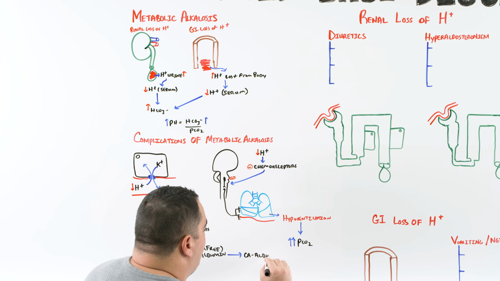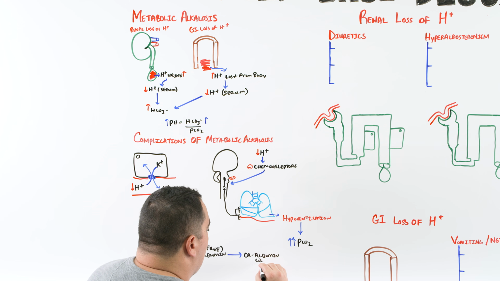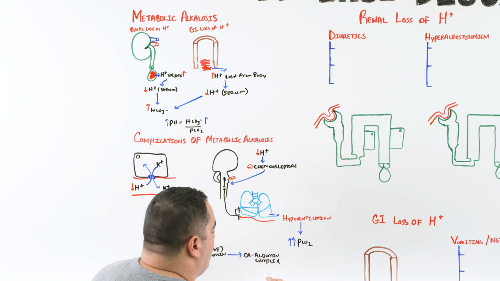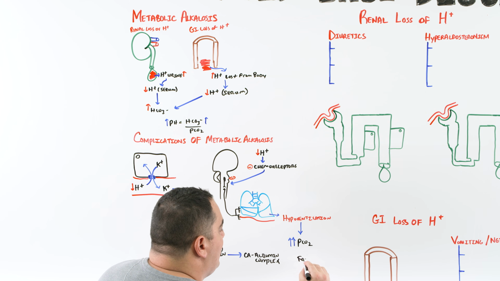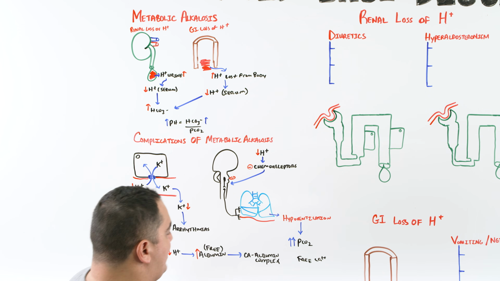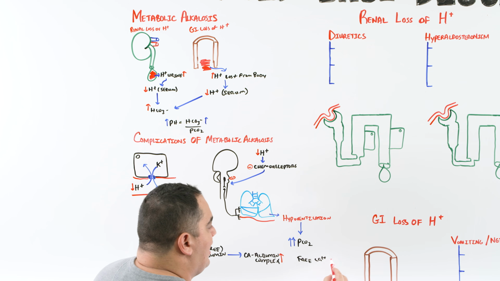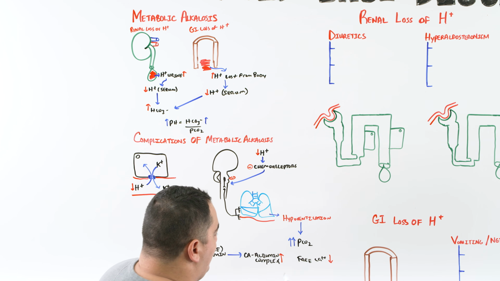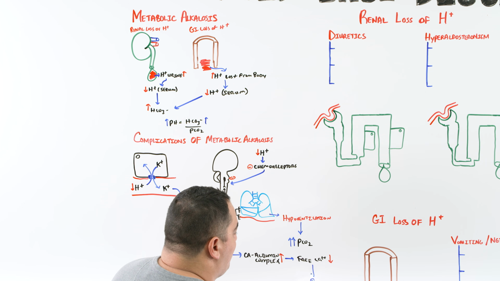Whenever you bind up calcium, what happens to the amount of free calcium? Well, then the amount of free calcium goes down. As I form more of this complex, I deplete my free calcium, and as I deplete my free calcium, I can start to experience weird things like tetany.